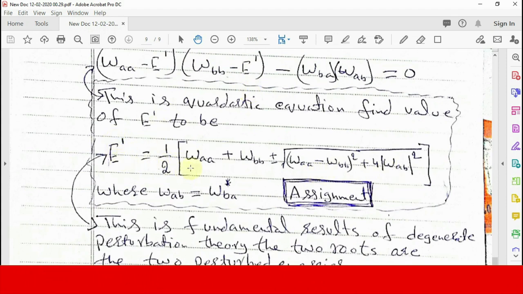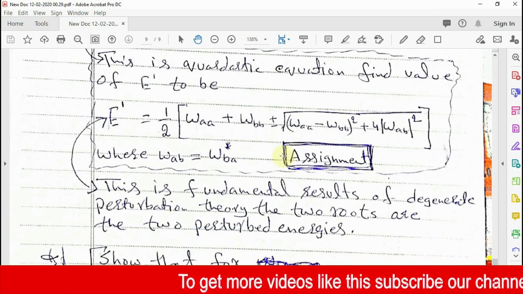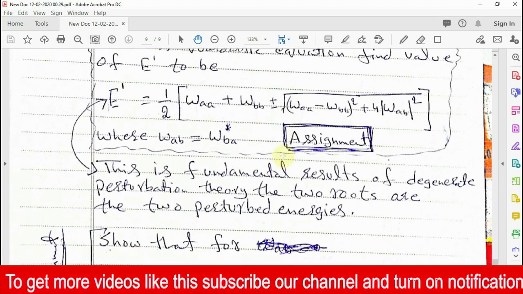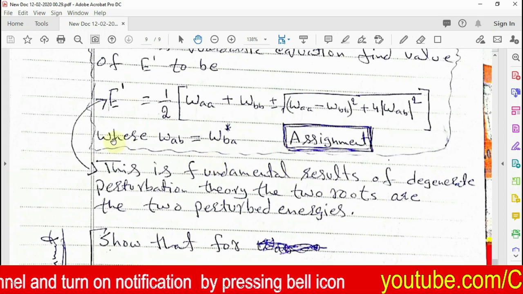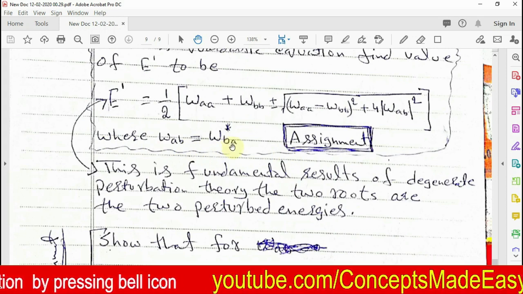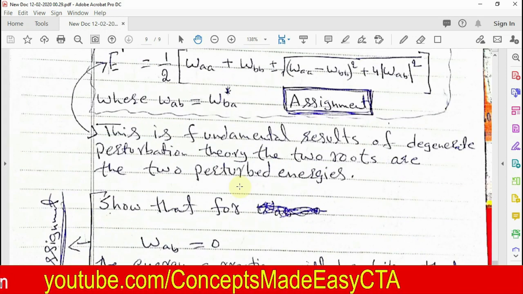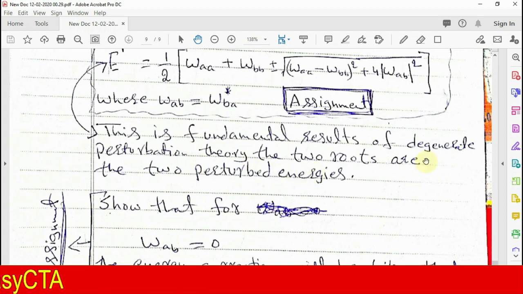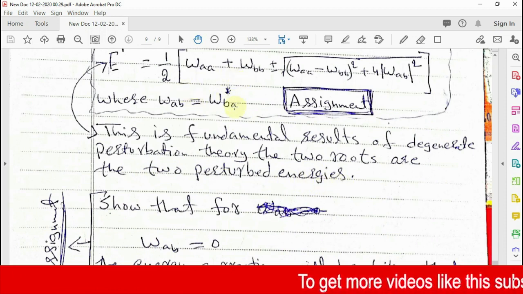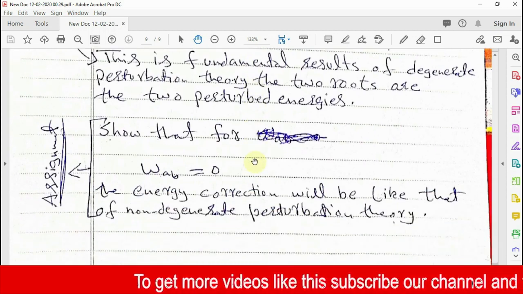You will end up with this equation, which is actually the E1, and it has two values. If we look carefully over here, it is plus minus, so it will have two values, and this actually refers to the twofold degeneracy. Here WAB is equal to WBA star. This is the fundamental result of degenerate perturbation theory for two roots, the two perturbed energies. So this is actually the solution for the first order correction in energy.